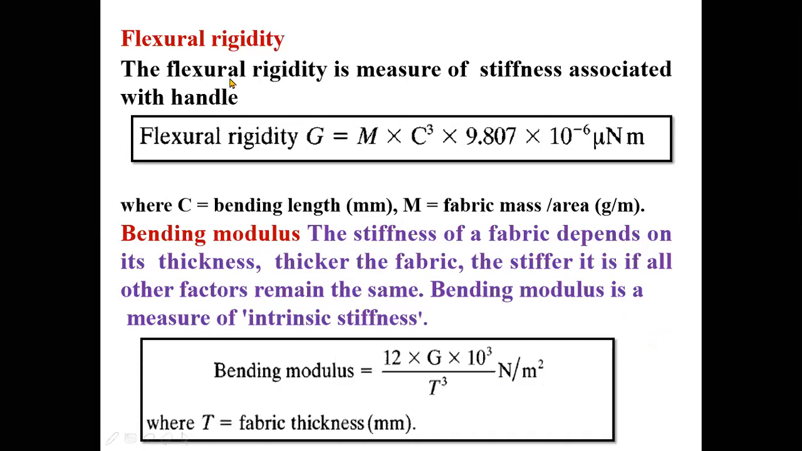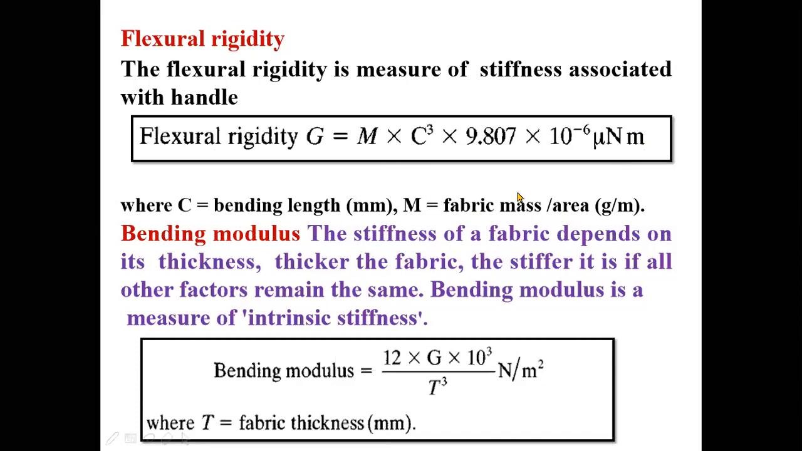Now the flexural rigidity is a measure of the stiffness associated with the handle. This is the formula for the flexural rigidity. G is equal to M into C cubed into 9.807 into 10 to the power minus 6 micronewton meter. Now bending rigidity, its unit should always be force into distance. So micronewton is the force and meter is the distance. And C is the bending length. As usual, I have told you C is the bending length and M is the fabric mass per unit area.